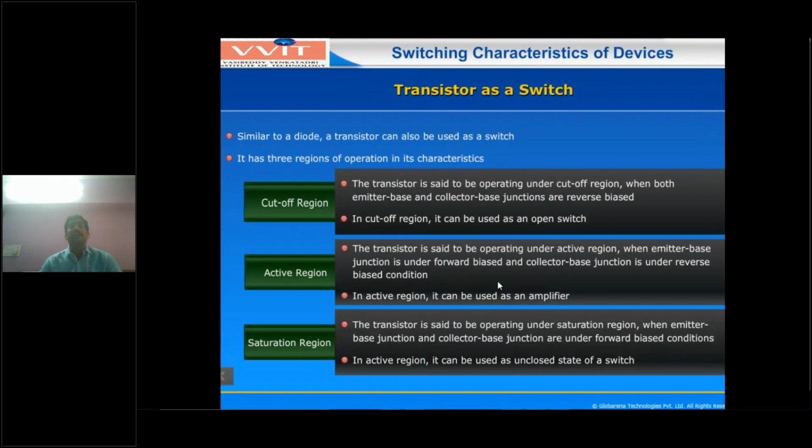And next, in what regions will the transistor be operated? One is the cutoff condition: both emitter-base and collector-base junctions will be reverse biased. Active region means the base-emitter junction is forward biased and the collector-base junction is reverse biased. Saturation condition means both the input side and output side are forward biased: the base-emitter junction and the collector-base junction are forward biased. Everybody knows the transistor operates in these 3 regions. In the active region it will be an amplifier also.